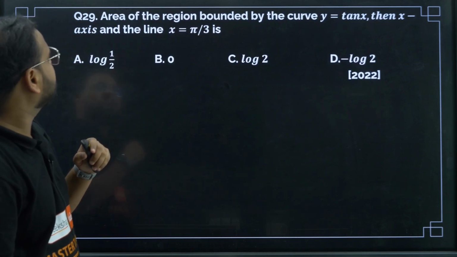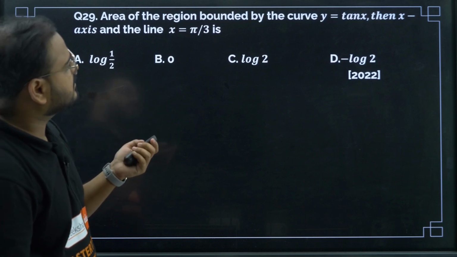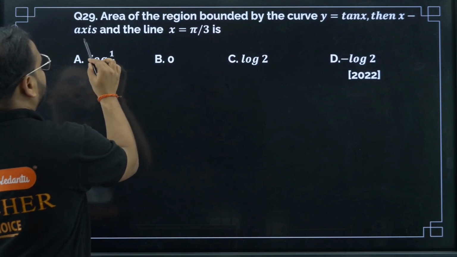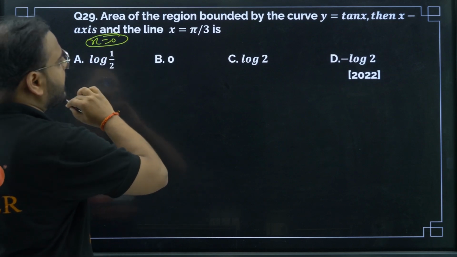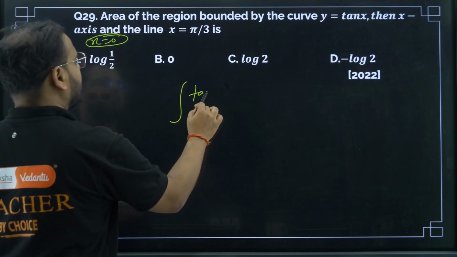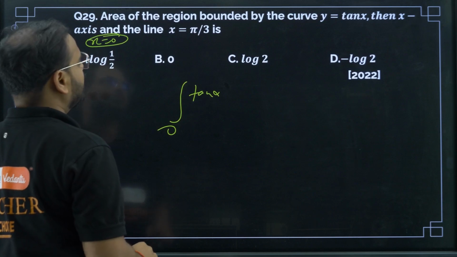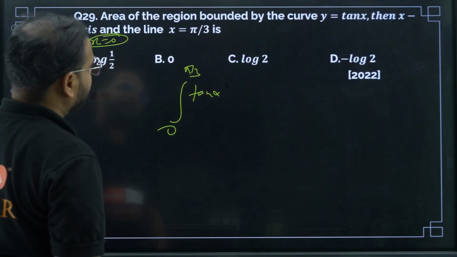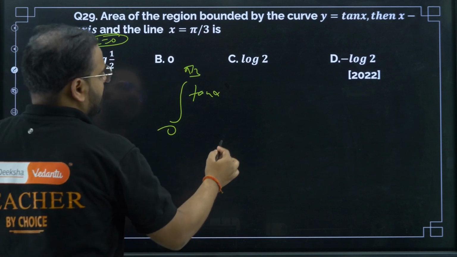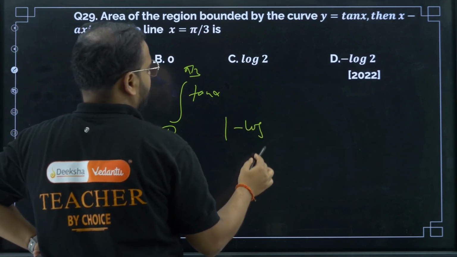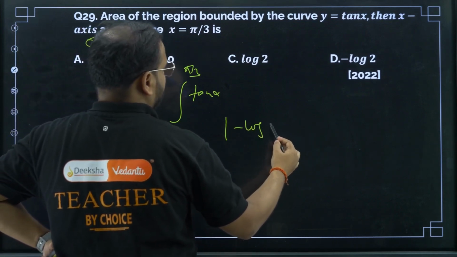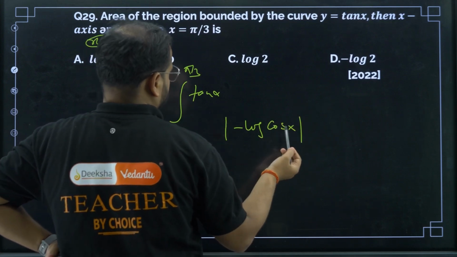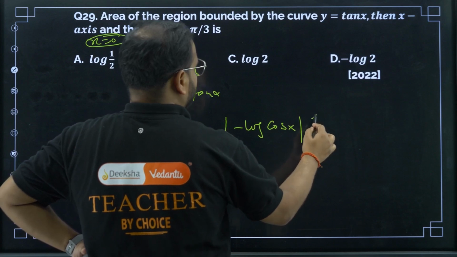The area of the region bounded by the curve y equal to tan x, from the x-axis and x. X-axis means I put y equal to 0 over here. So put here the integration of tan x from 0 to pi by 3. Integrate this, you're going to get minus log of cos x, from 0 to pi by 3.